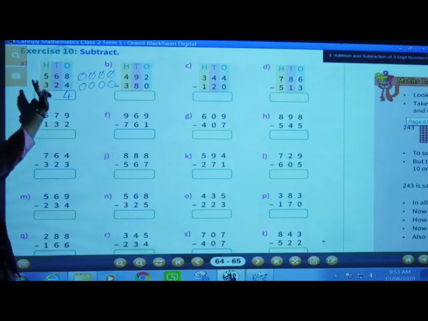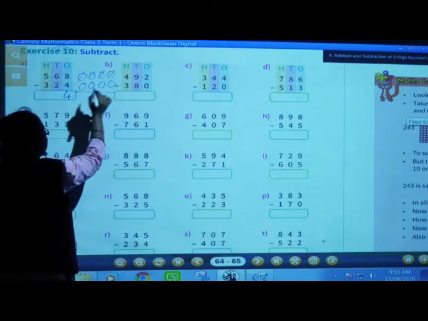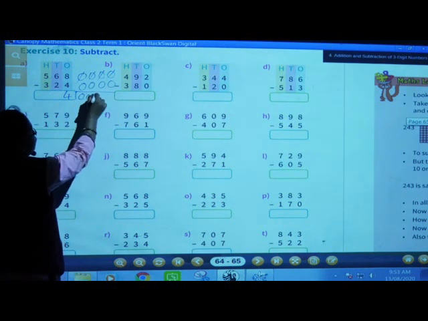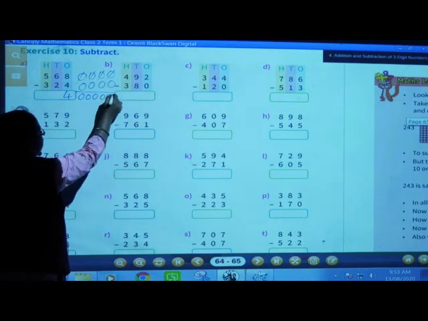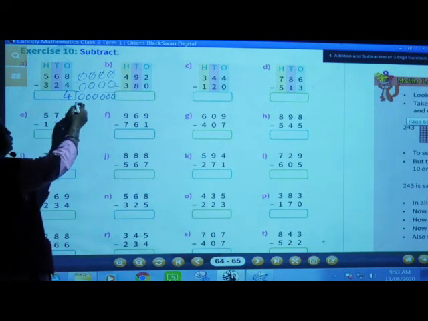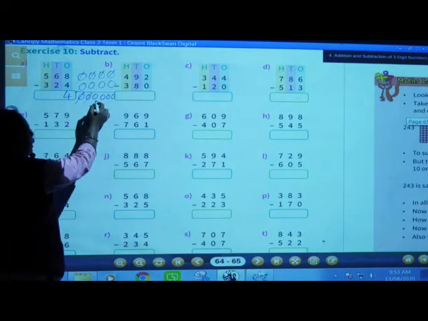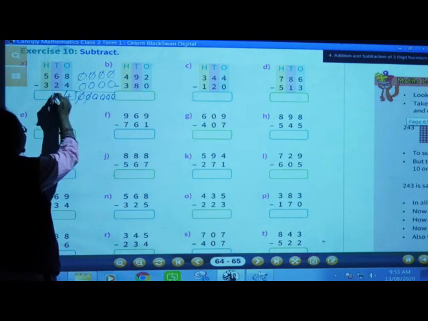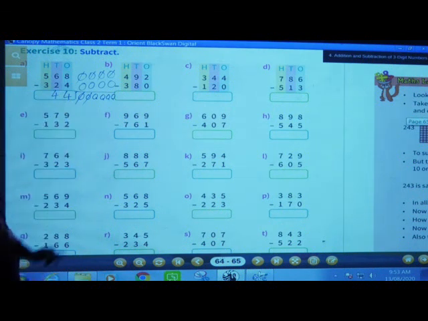Then next, 6 minus 2. Now you want to draw 6 circles: 1, 2, 3, 4, 5, 6. Then from these 6 you want to cut how many circles? 2. Okay. 6 minus 2, cut 1, 2. Then count 1, 2, 3, 4. 4 are remaining.